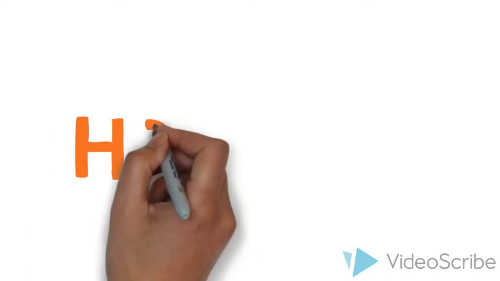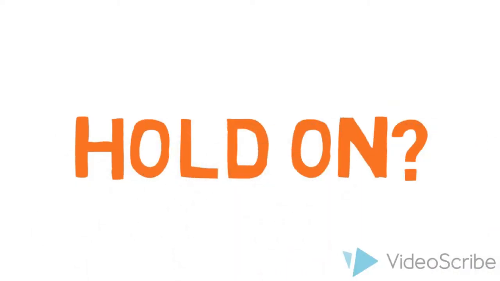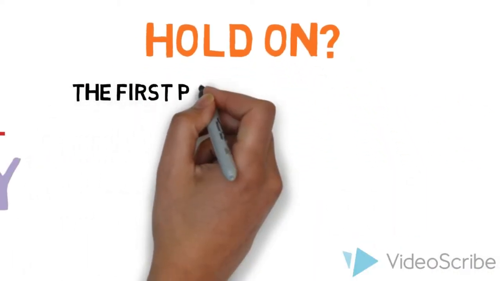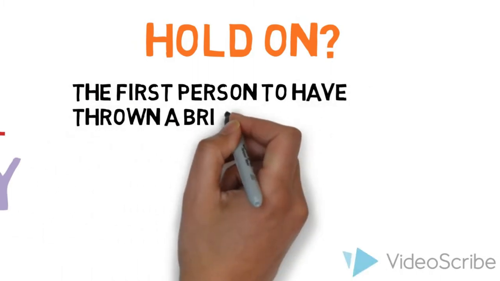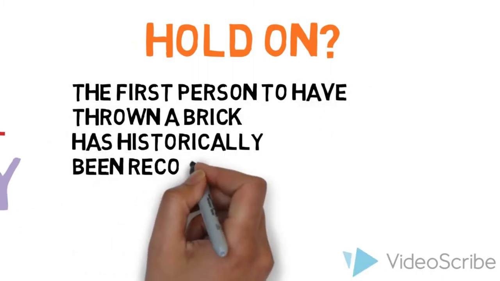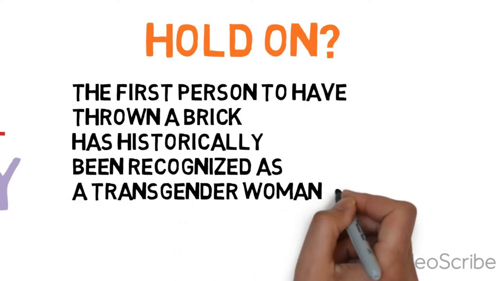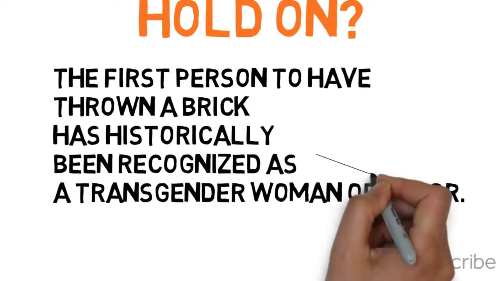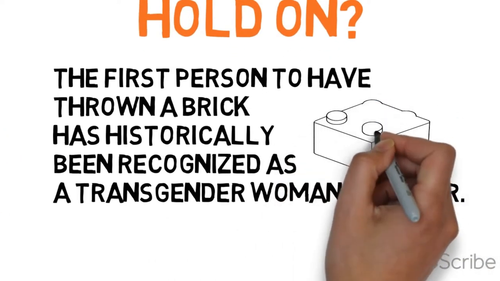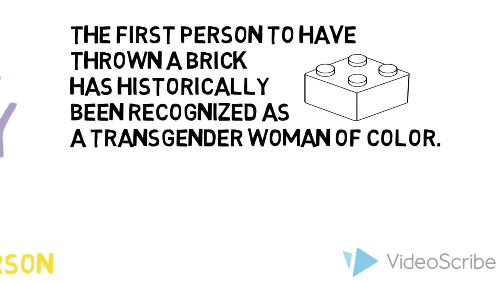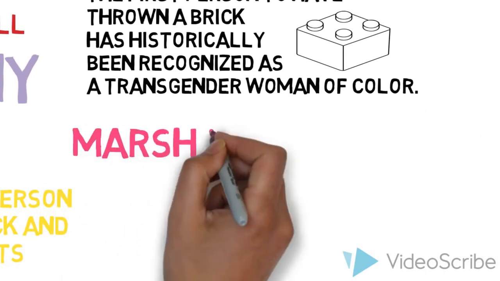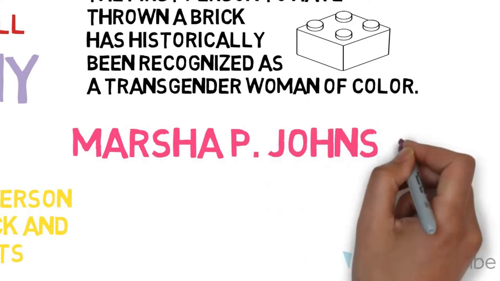But hold on. The first person to have thrown a brick has historically been recognized as a transgender woman of color. What does this mean exactly for the representation of the narrative and who participated in it? Her name was Marsha P. Johnson.